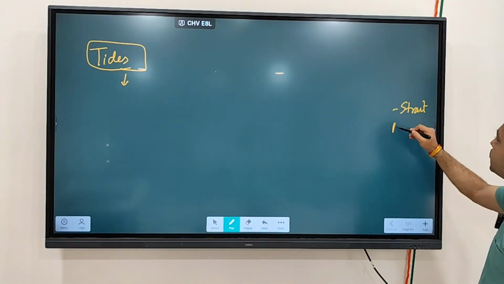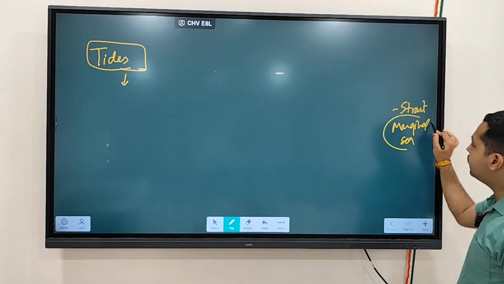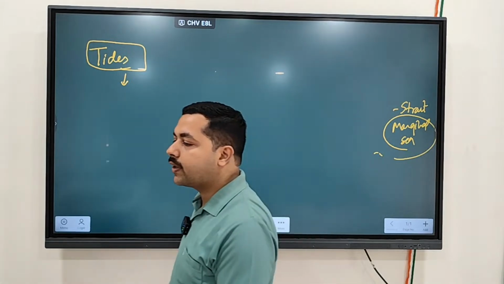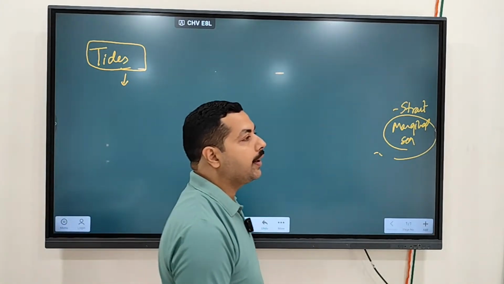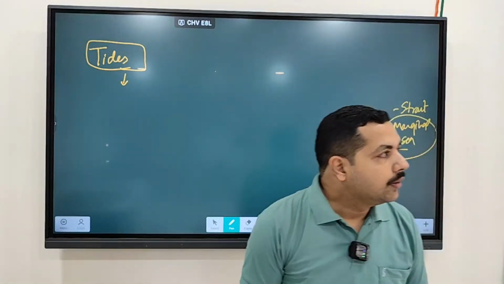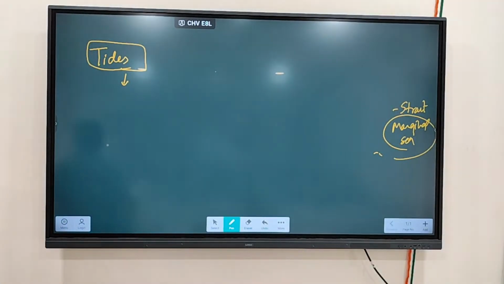We discussed marginal seas. Where do you find the Chukchi Sea? In which ocean are you going to find the Chukchi Sea? In the Arctic region. Yes. Then Hudson Bay, we have written Hudson Bay. You find Hudson Bay in the Atlantic Ocean.